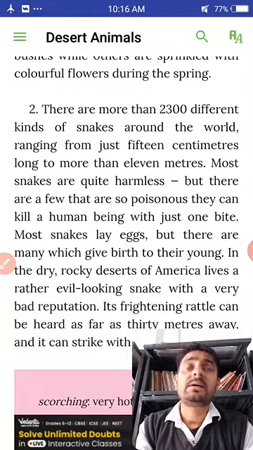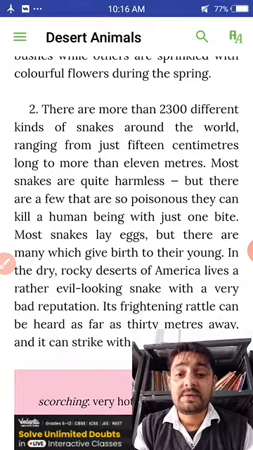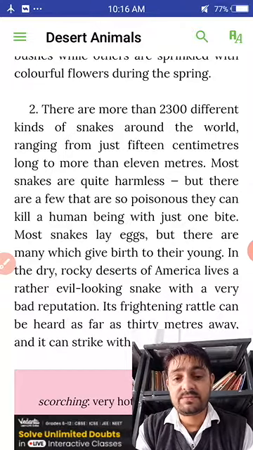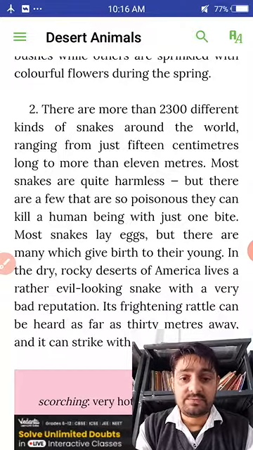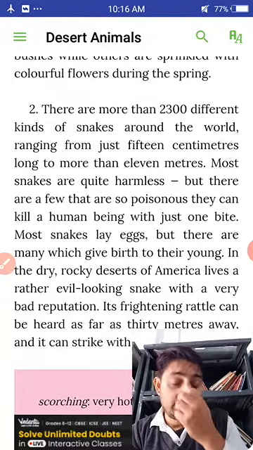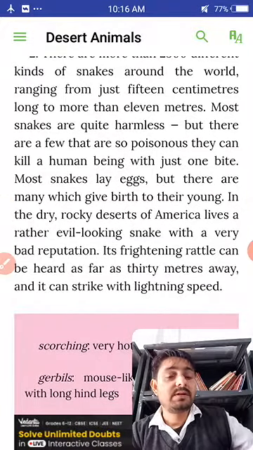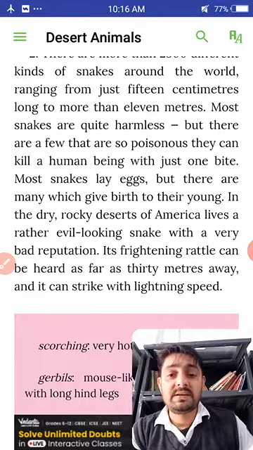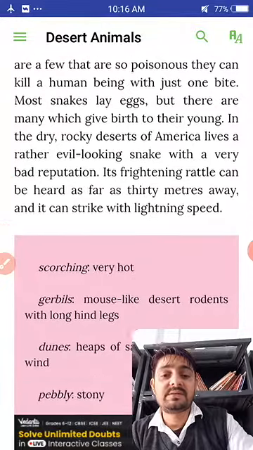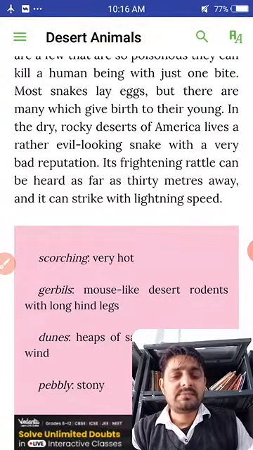In the dry and rocky deserts of America, there is an evil looking snake with a very bad reputation, a very dangerous snake. Its frightening rattle can be heard as far as 30 meters away. Even if you are 30 meters away from that snake, you can hear the sound, and it can strike with lightning speed. It can bite you very fast.